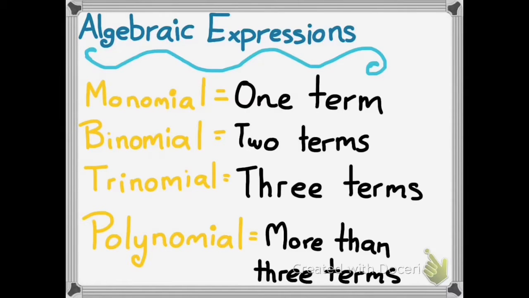There are four types of algebraic expressions. The first one is a monomial. Mono means one, so it will be only one term. Binomial, there will be two terms, bi equals 2. Trinomial, there will be three terms, tri equals 3. And poly means more, it will be more than 3 terms.